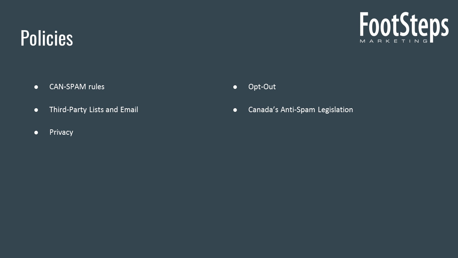So the first one would be to not use false or misleading headers. What this means is that in every single email that you send, you have to say who it's from. That's normally the sender name. That always has to be accurate, and it has to identify the person or the business that's sending the email. The next is you don't use deceptive subject lines.